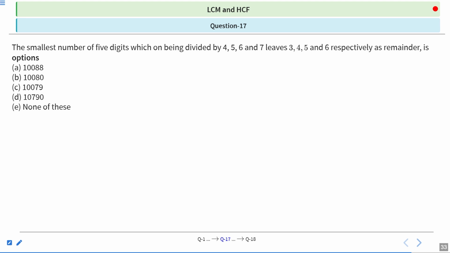Next is the smallest number of 5 digits which on being divided by 4, 5, 6, and 7 is leaving 3, 4, 5, and 6 as remainder. And the options are option A 10,088, option B 10,080, option C 10,079, option D 10,790, and option E none of these. I'm giving you 10 seconds to find out the correct answer, and after that I will do the solution for you.